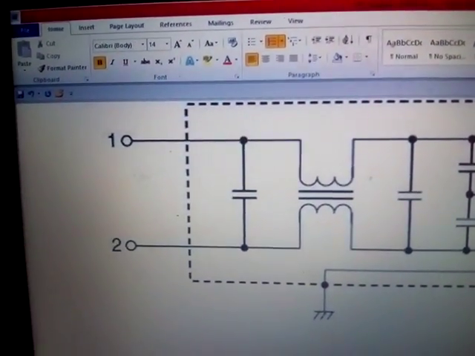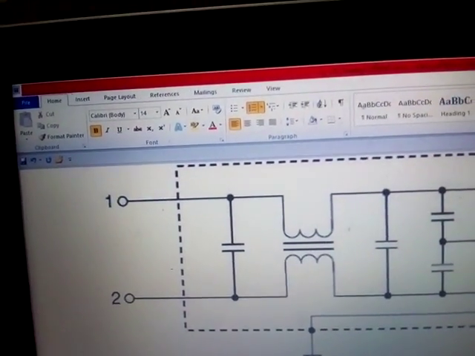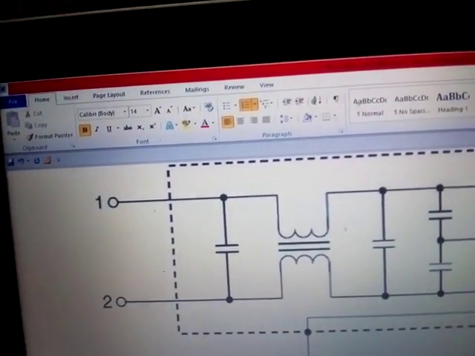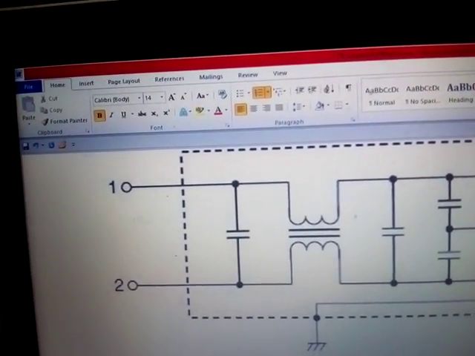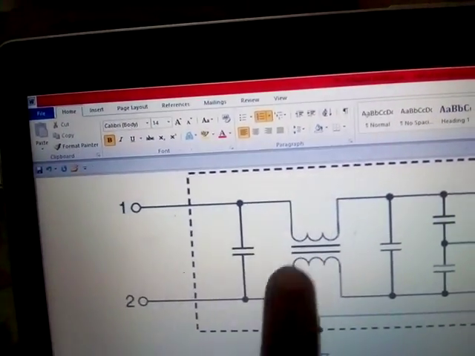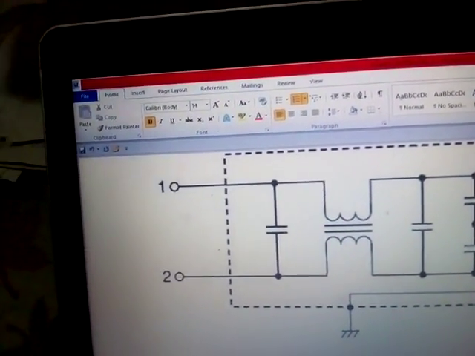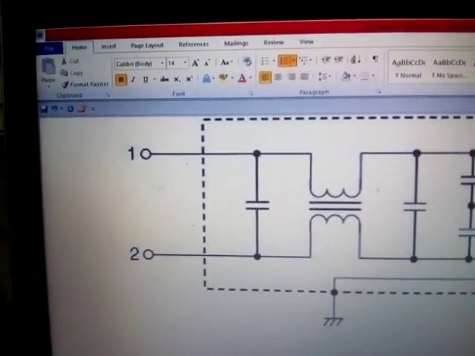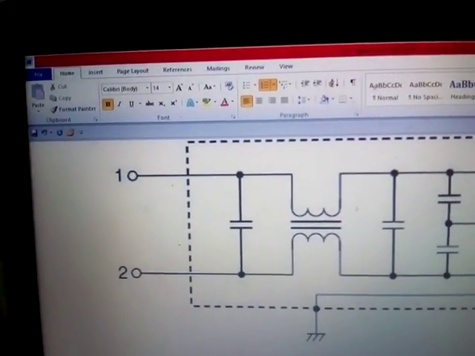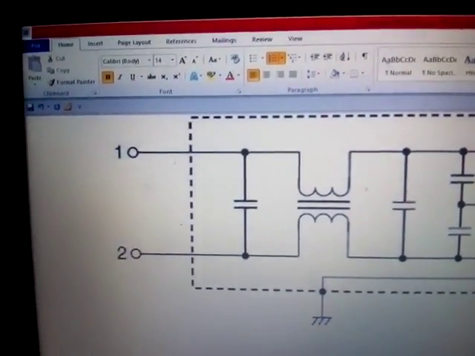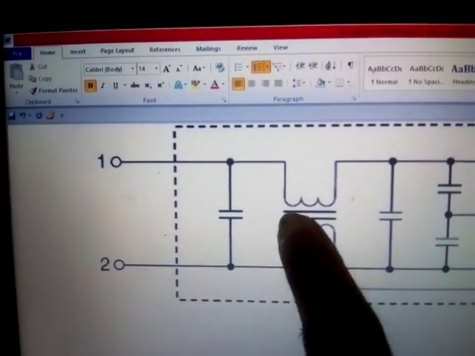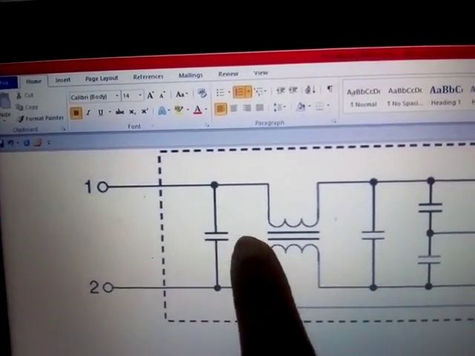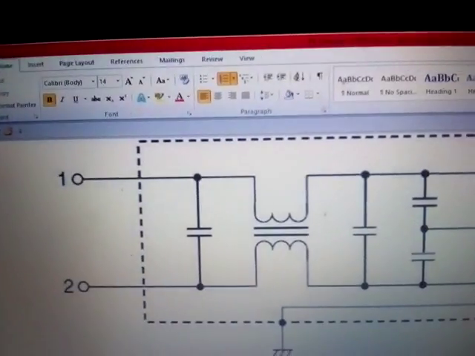You know, capacitive reactance decreases with frequency. Xc is equal to 1 by 2 pi F C. So as frequency increases, capacitive reactance decreases. It will act as a short circuit. Similarly, XL is 2 pi F L. As frequency increases, its reactance increases. So it will act as a high resistance. So this high frequency will not pass through the inductor. So it will block.